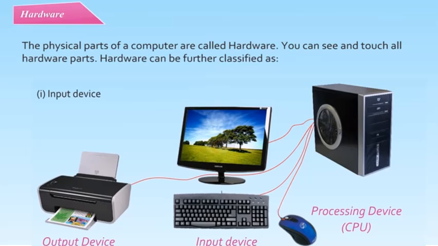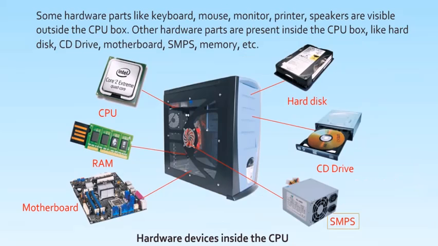which are there inside the CPU: the motherboard, the RAM, the hard disk, the processor, the CD drive, the SMPS. These again are all hardware which is inside the CPU. The pictures of all these hardware devices are there on your screen.